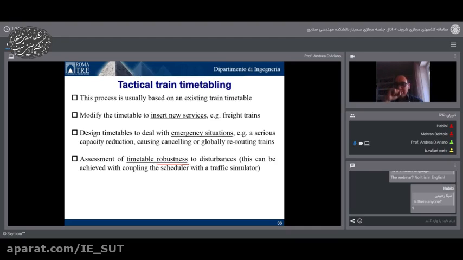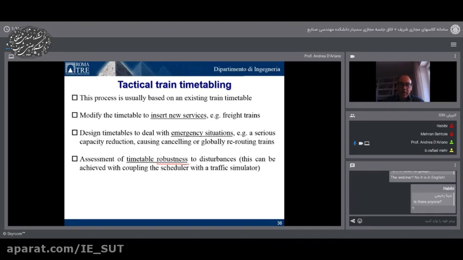The robustness in this discussion, and in the alternative graph use of this concept, is a kind of assessment of how much of the ability to recover from disturbances. So you have a timetable, you have disturbances, you want to see if you can adjust this timetable to fully recover from disturbances. Recovering from disturbances is not just reducing delays, but it can also be considered when the delay completely disappears.